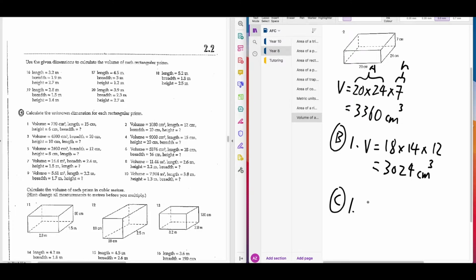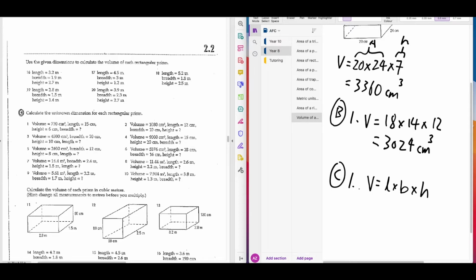Write down the formula. Volume is equal to length times the breadth times the height, right? And then now you substitute the numbers. So what's the volume here? 720 is equal to, what's the length? 15 times the breadth. Oh, they don't give you the breadth, so times B times the what?